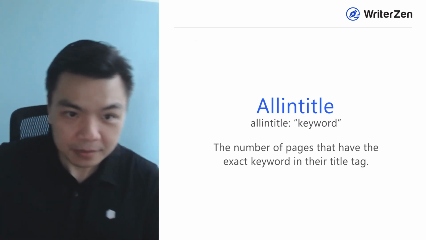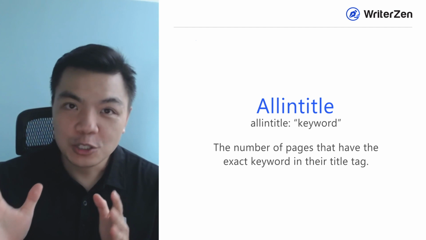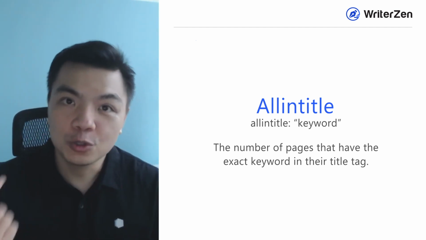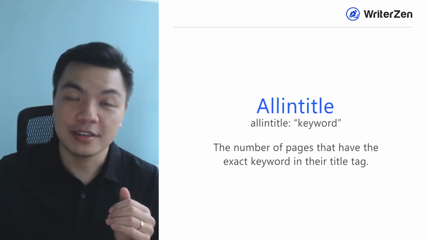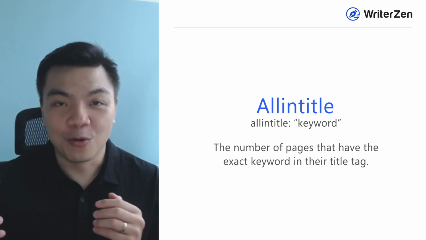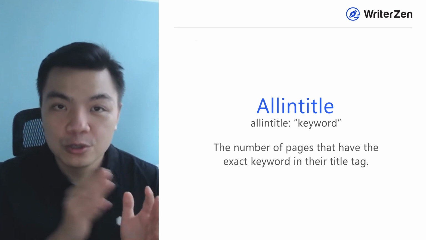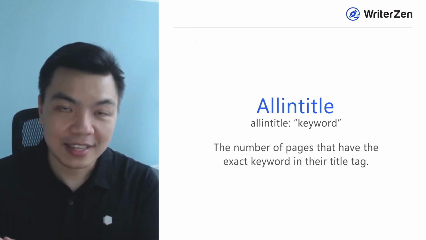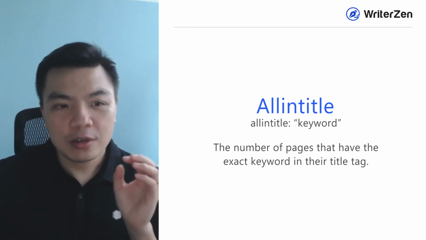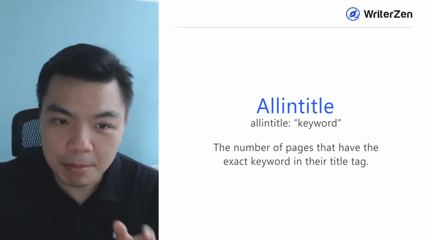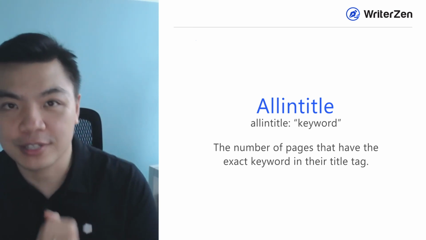So it essentially means that if a website tries to target a keyword, the first thing they'll do is put that keyword in their title tag, because that's very high on the priority list of Google when they look for websites that try to target different keywords, right? So allintitle allows you to look for all the websites that contain that keyword in their title tag. In short, allintitle is a number that represents how many websites are trying to target a keyword by putting that keyword in their content title.